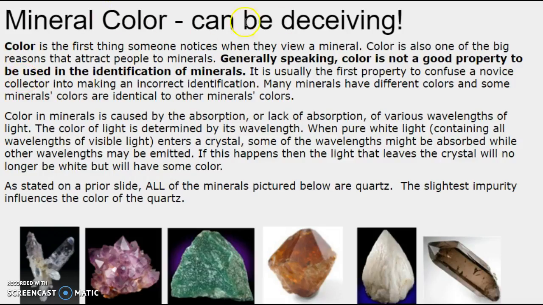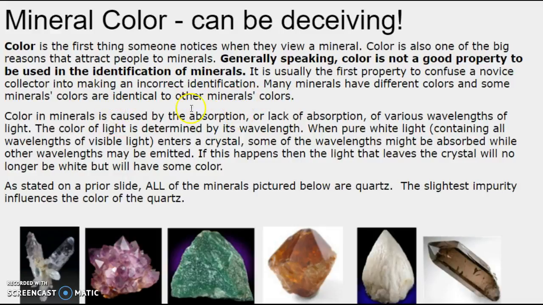Mineral color. Colors can be deceiving. Color is the first thing someone notices when viewing a mineral. Color is also one of the big reasons that attract people to minerals. But generally speaking, color is not a good property to be used in identifying a mineral. It's usually the first property to confuse a novice collector into making an incorrect identification. Many minerals have different colors, and different minerals can share the same color.